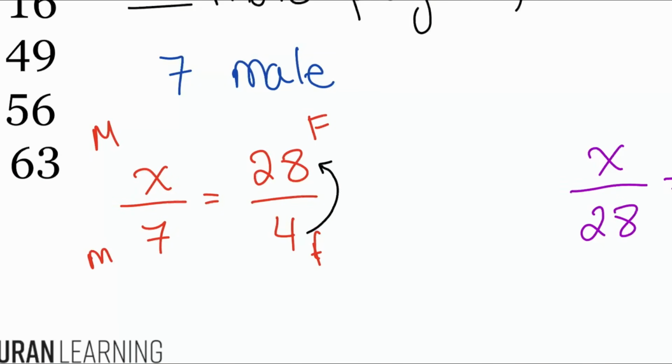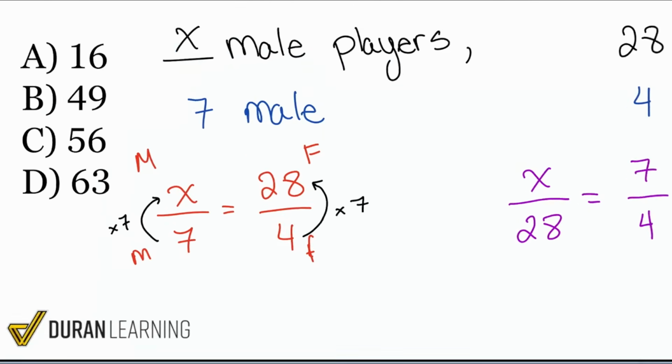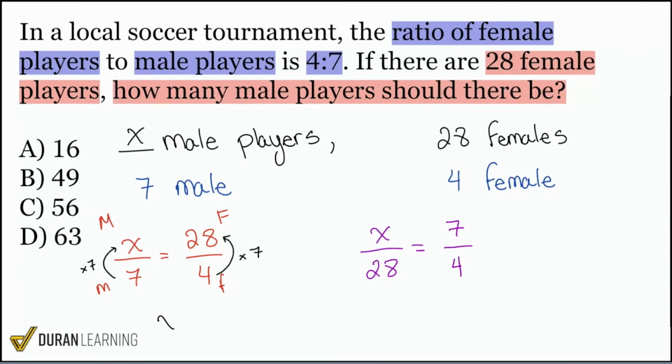How do we go from 4 to 28? Times 7. So if we're going to go bottom to top times 7 on the right side, that means it's times 7, bottom to top on the left side. 7 times 7, my party people, is what? Look at that, 49.